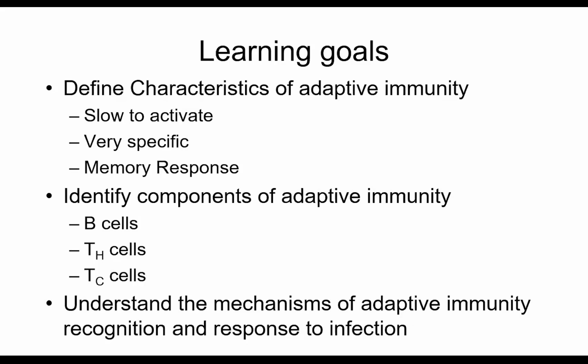So today we looked at the fact that adaptive immunity is slow to activate. It's very specific in how it selects and interacts with antigens, and it also creates a memory response to combat infections that will take place in the future by the same pathogen. We talked about B cells, T helper cells, and T cytotoxic cells, and how they specifically recognize and respond to infection.